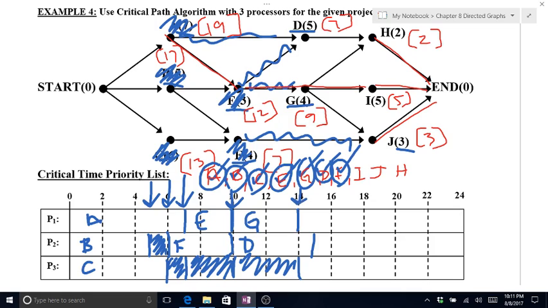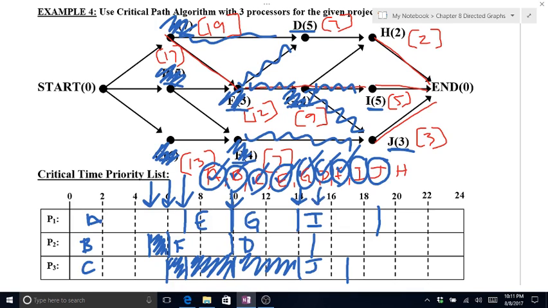At 14 minutes, G is now finished. Now J is ready to be scheduled. Or I. Okay, because I comes first, I is going to be scheduled here and it takes 5 minutes. J will be scheduled here and it takes 3 minutes.